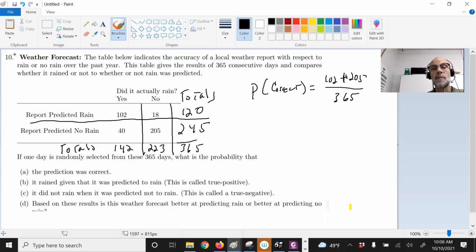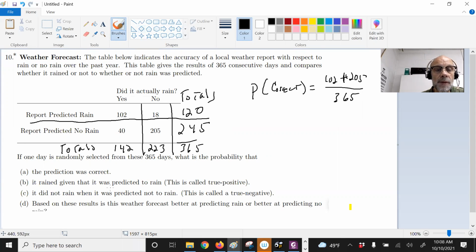Now part B. See how it says it rained given that it was predicted rain? So this is a conditional probability now. Of course, this is the conditional probability section, so that makes sense. What we're going to do is, now we're not interested in the whole 365 days. We're only interested in where it's predicted to rain.